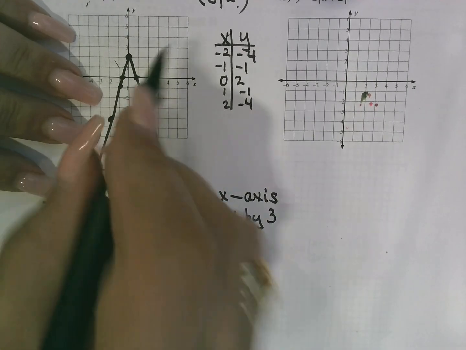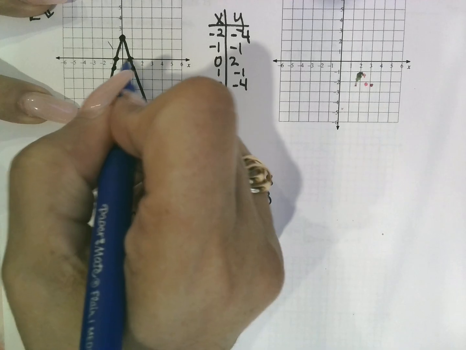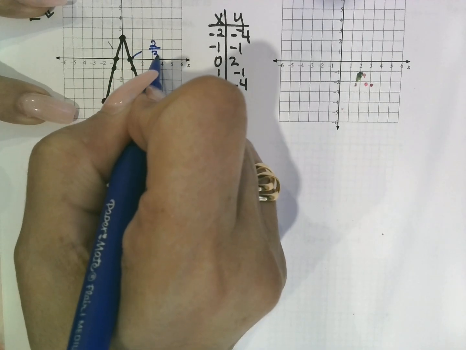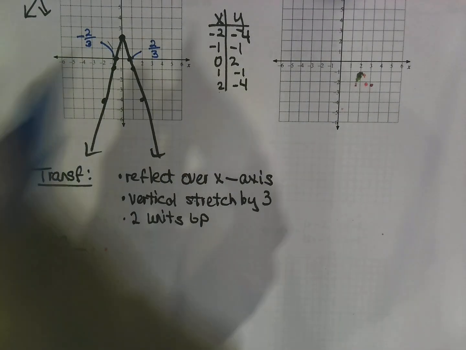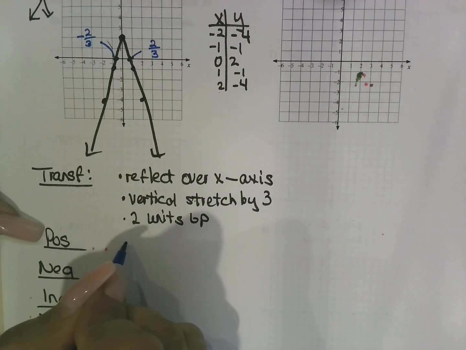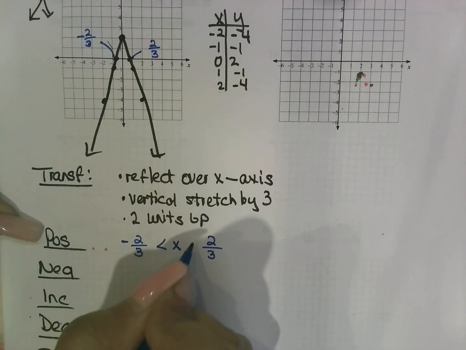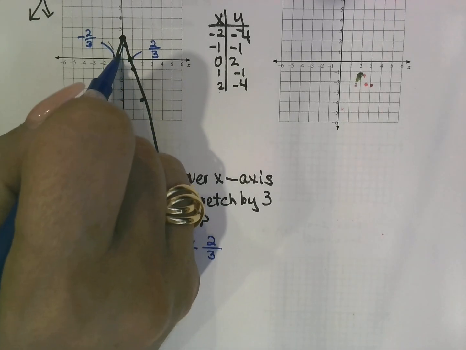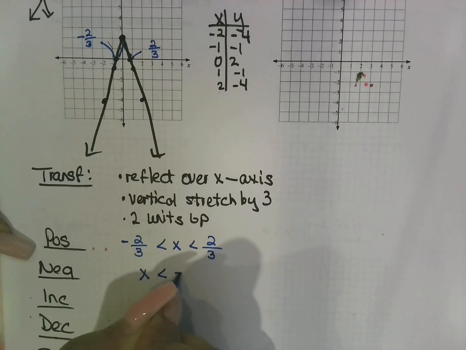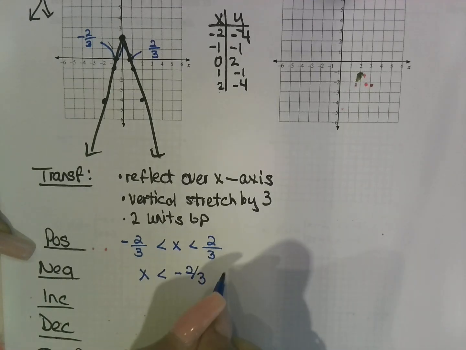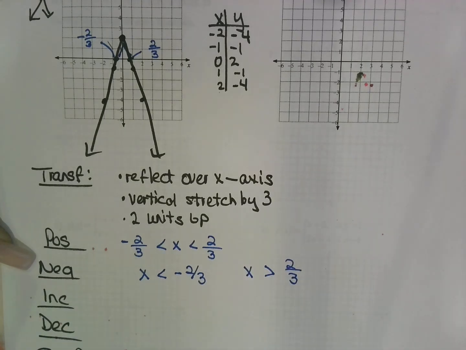So this is, I can't even know if I can fit that in there. Let me see what I can do. Here, that point is going to be positive 2/3, and that point is going to be negative 2/3. Okay? All right, so the function is positive between negative 2/3 and positive 2/3, and everything in between, right up here. This is where it's positive. The function is negative when x is less than negative 2/3, and it's also negative when x is greater than positive 2/3. Yeah?